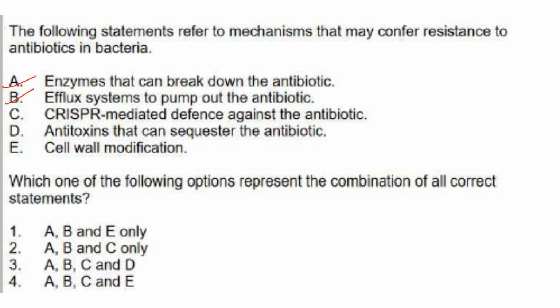CRISPR mediated defense against the antibiotic. CRISPR-Cas9 can be used to reduce antibiotic resistance in bacteria and not mediate defense against the antibiotic. Okay, so C is not correct. Antitoxin that can sequester antibiotic, that is also incorrect. Cell wall modification, E is correct. So A, B, E is the answer.